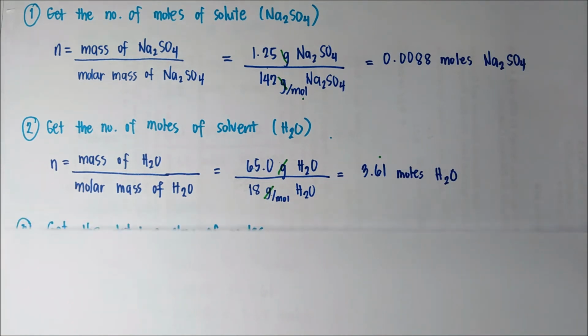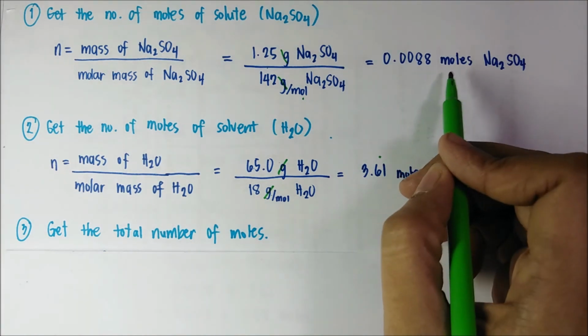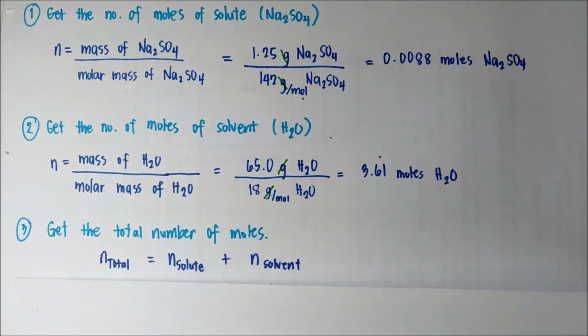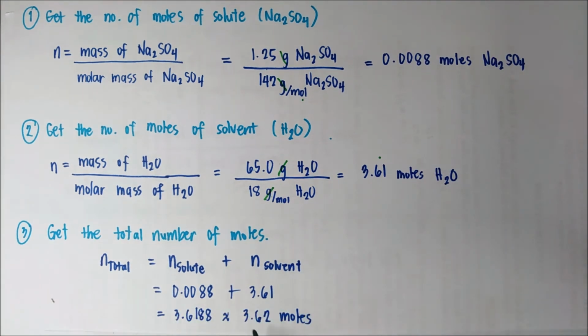Now the next step is you get the total number of moles. Now you have your mole solute and your mole solvent, so we're going to add them up. Solute, you have your sodium sulfate, so 0.0088 plus 3.61 for water. So that is 3.6188, or 3.62 moles. So now we could get the mole fraction of the solute and the solvent.